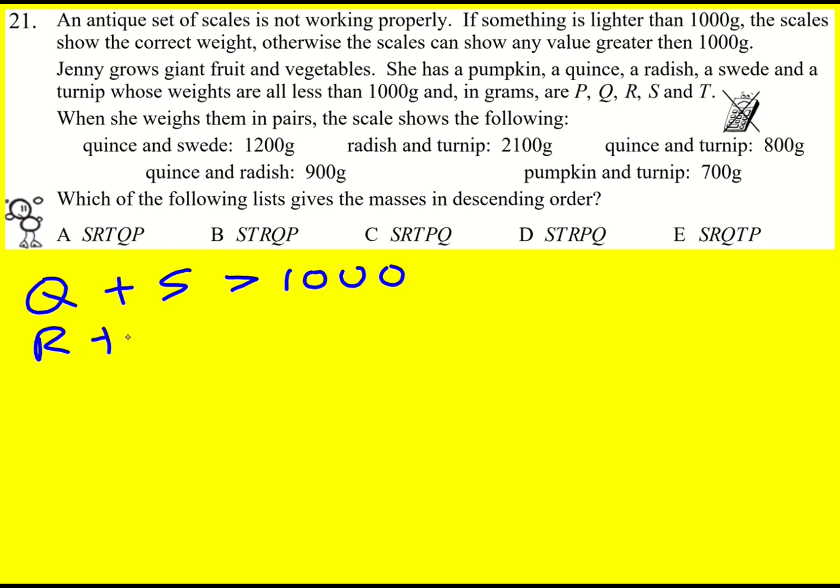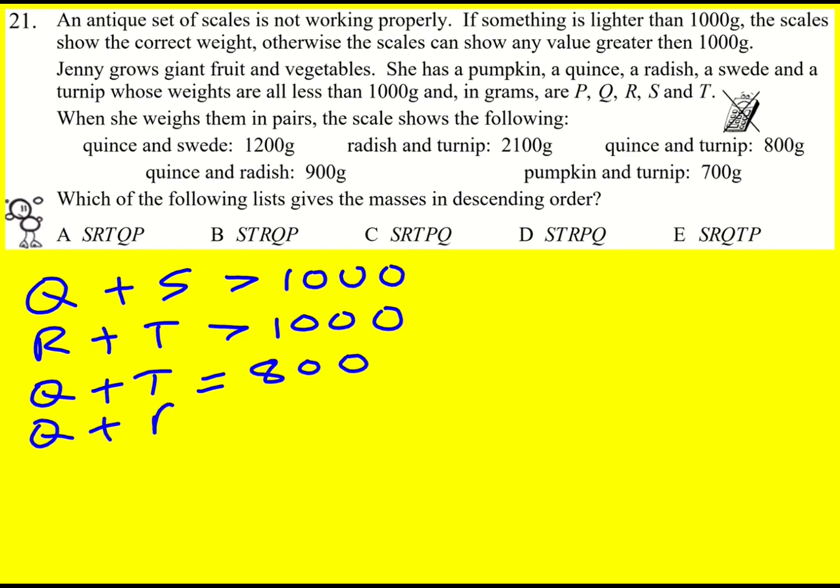We can do similar here. R plus T is going to be greater than 1,000. Q plus T is going to be accurate, 800, as is Q plus R, and P plus T. Good, so I've set some equations up algebraically. Now note, we're not trying to solve this system of equations, simply to work out the heaviest to the lowest.